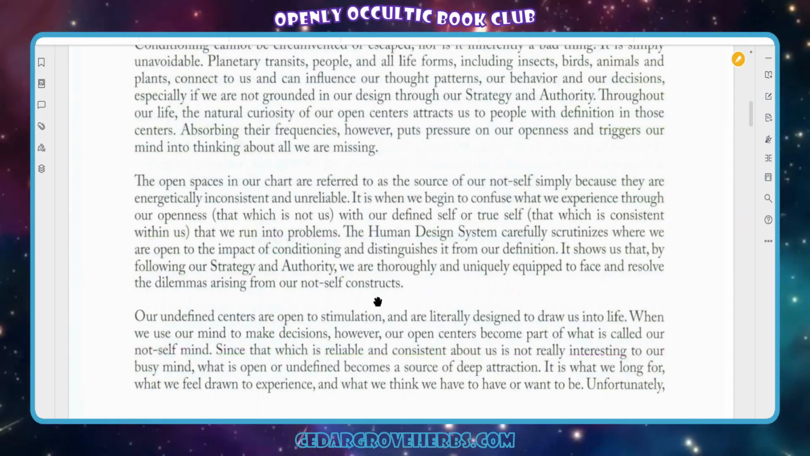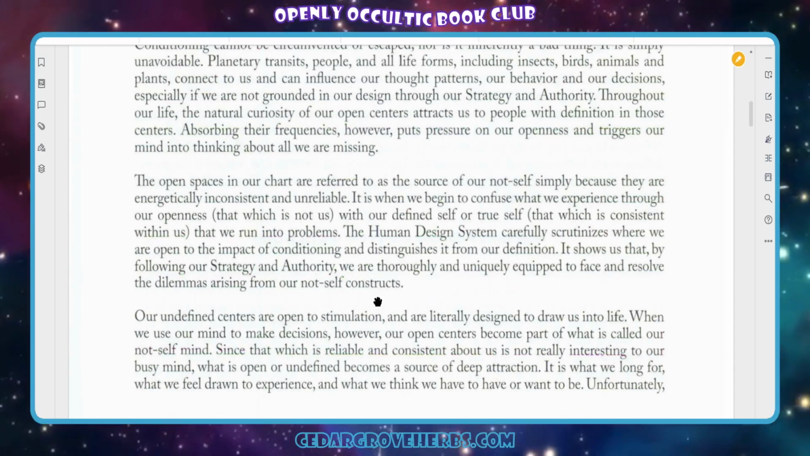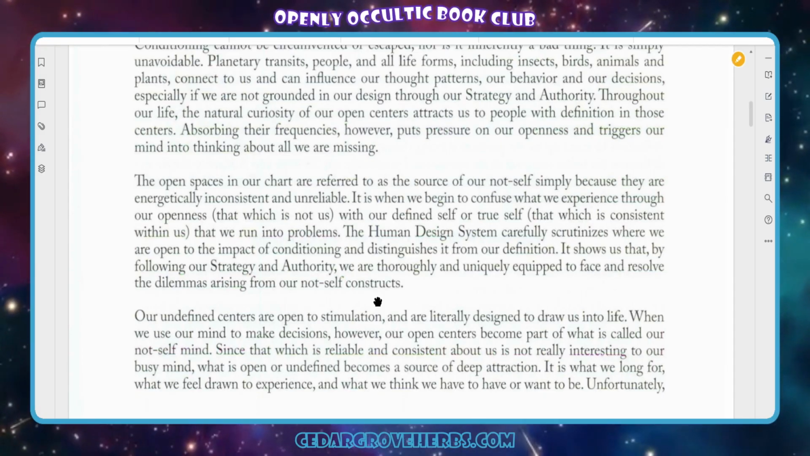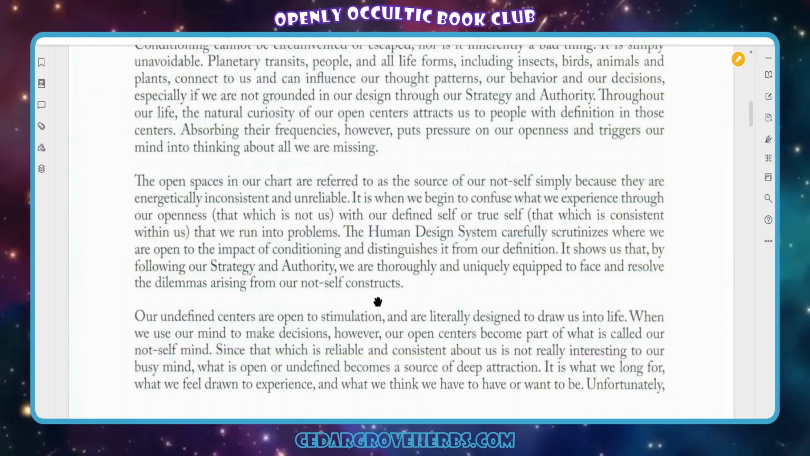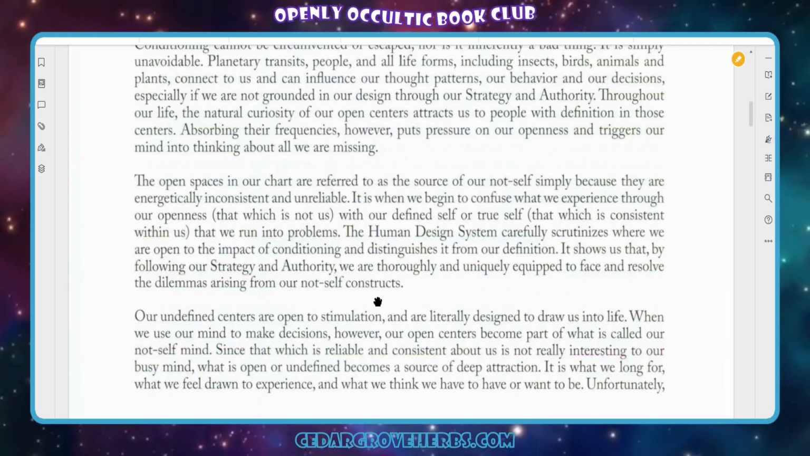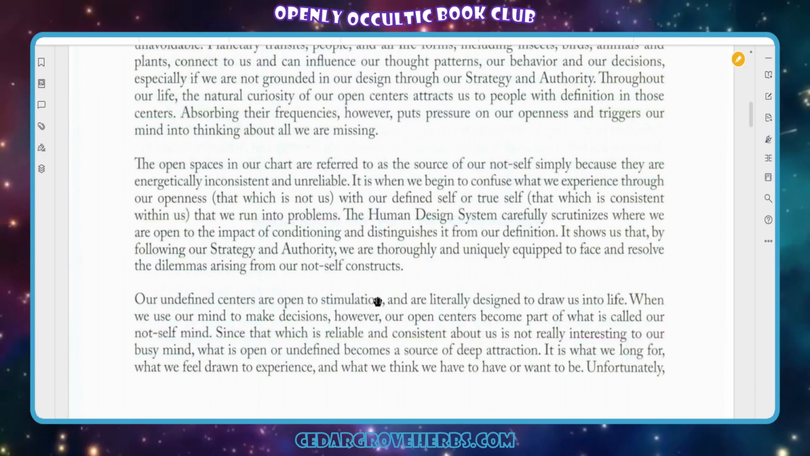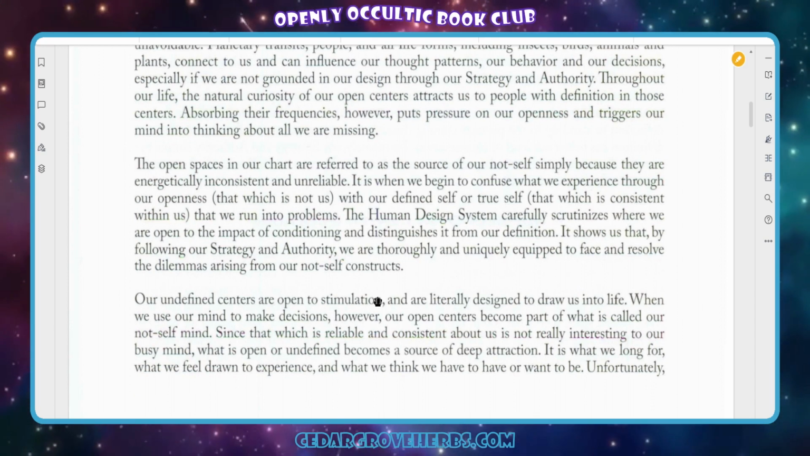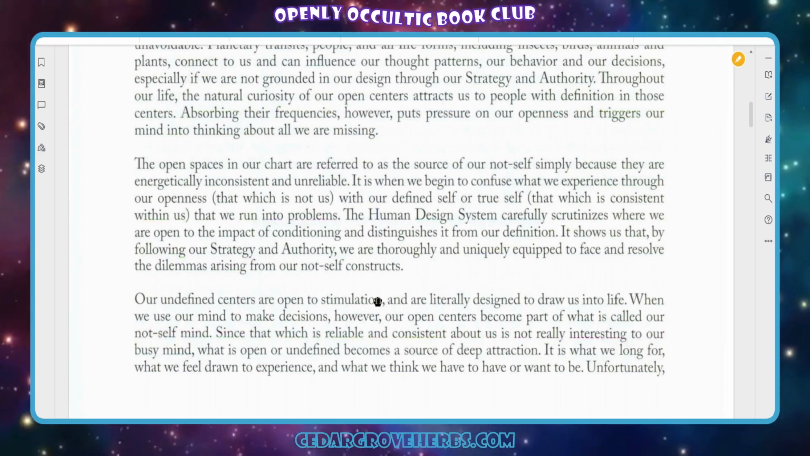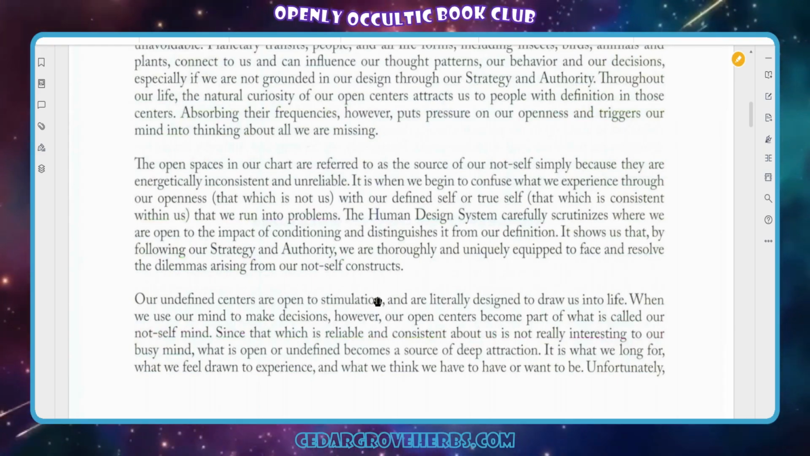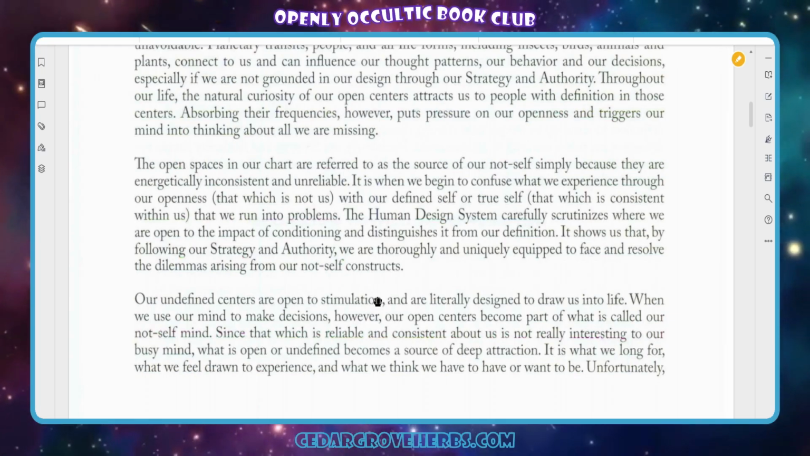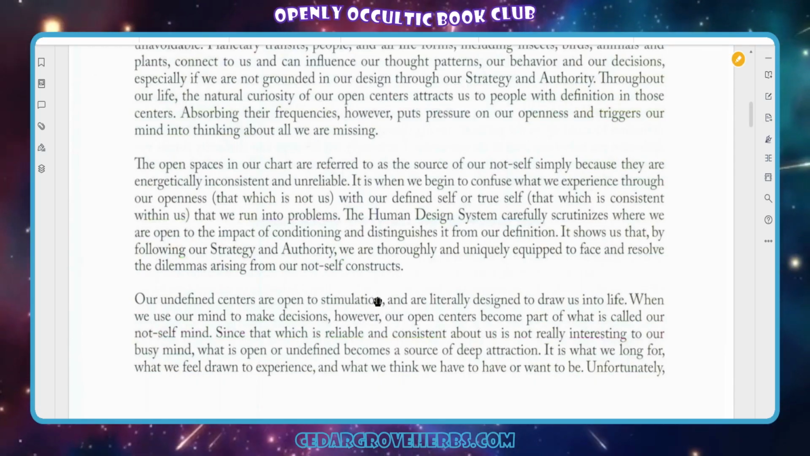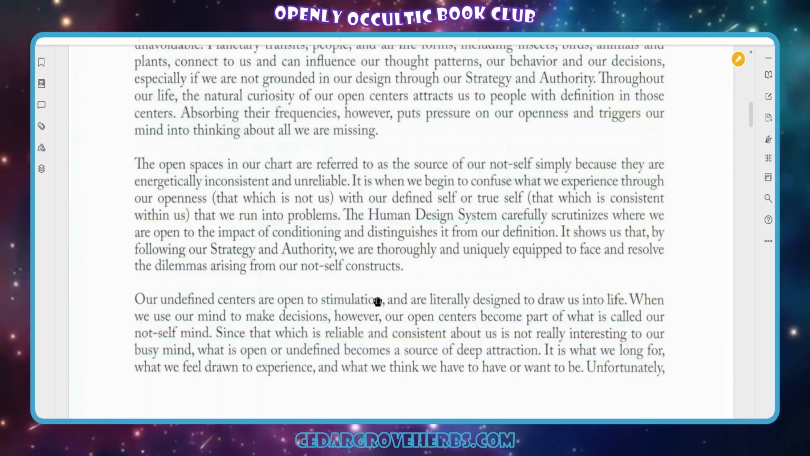It is when we begin to confuse what we experience through our openness, that which is not us, with our defined self or true self, that which is consistent within us, that we run into problems. The human design system carefully scrutinizes where we are open to the impact of conditioning and distinguishes it from our definition. It shows us that by following our strategy and authority, we are thoroughly and uniquely equipped to face and resolve the dilemmas arising from our not self constructs.